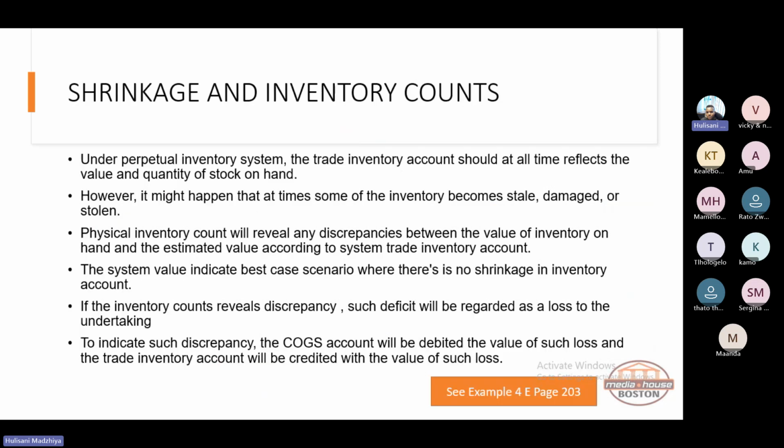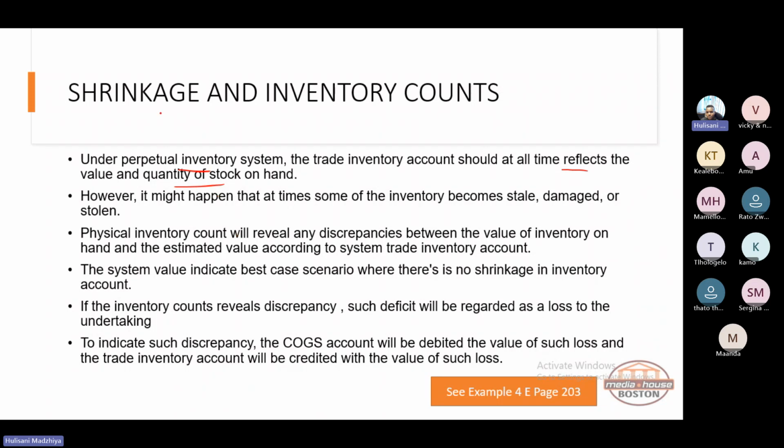So shrinkage and inventory counts go together. The inventory counts are there to assist us in reducing the shrinkage cost. Under the perpetual inventory system, the trade inventory account should at all times reflect the value and quantity of stock at hand. However, sometimes inventory becomes stale, damaged, or stolen, and therefore you might find that when you go to the shelf, that stock is not there because it was actually stolen.